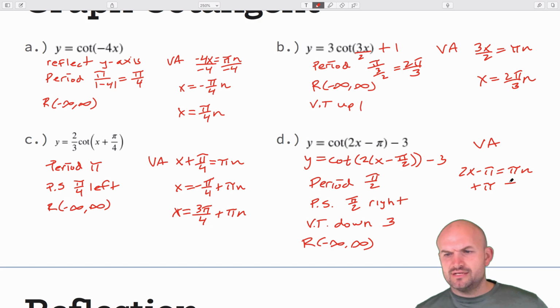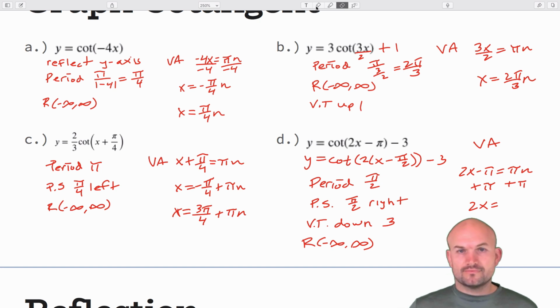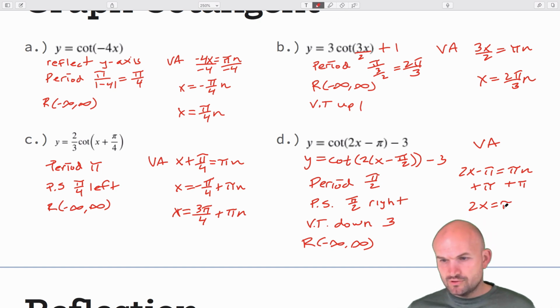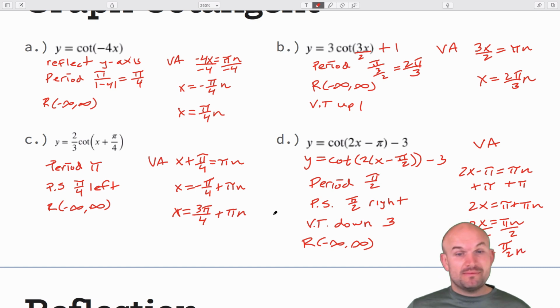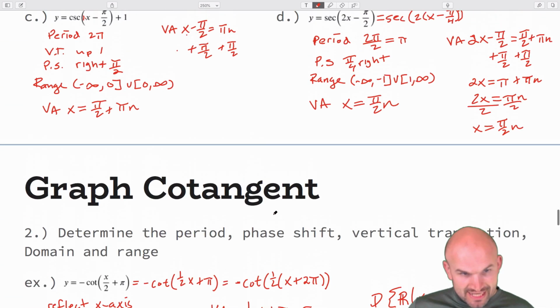And I think actually, never mind, I already did a problem like this. So therefore I have 2x is equal to pi plus pi n? Again, you don't really need the pi, so we just have 2x is equal to pi n. And then divide by 2, x equals pi halves n. And there you go, ladies and gentlemen. That is how you identify the characteristics for your cotangent, your secant, and your cosecant.